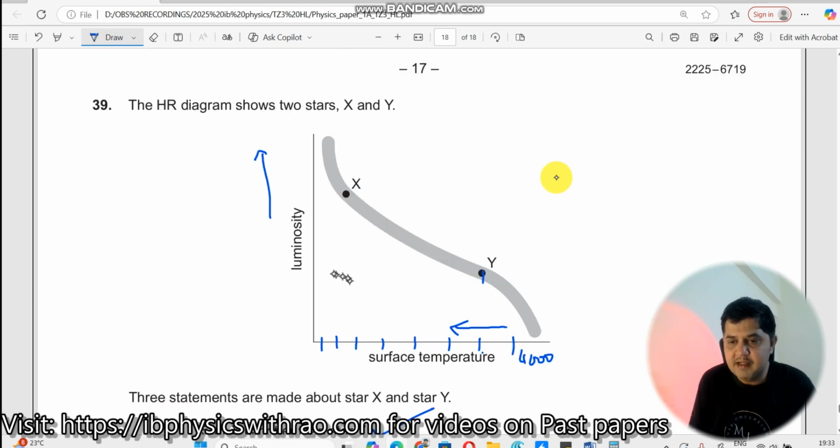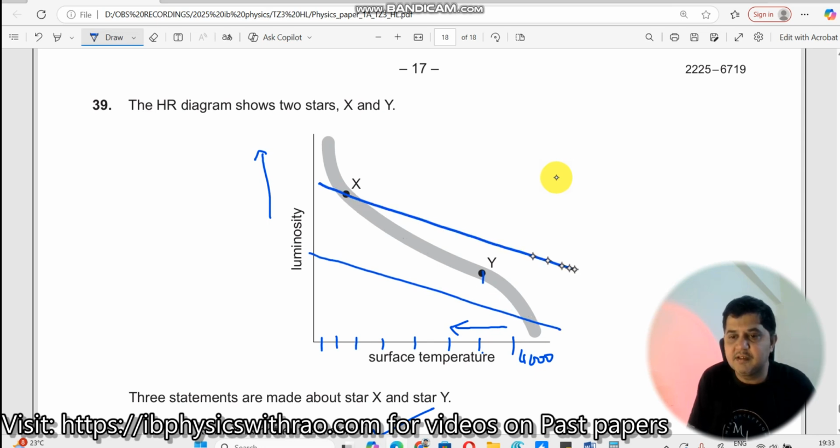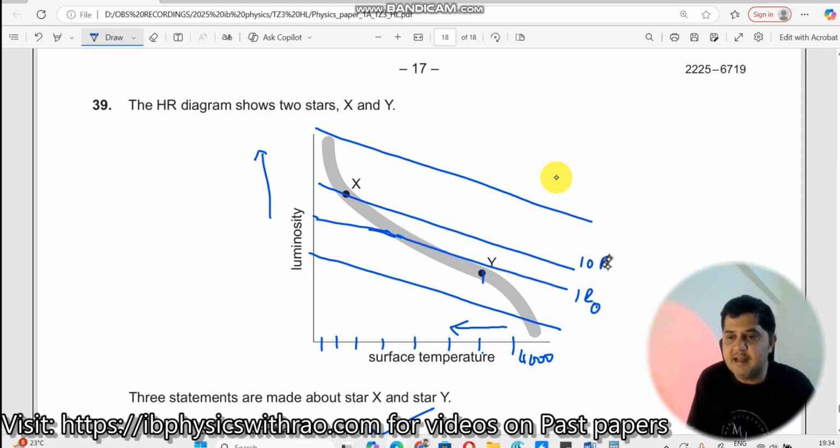If you remember, in your HR diagrams, you would have got some lines like this, and in these lines, they would be written something like here. For example, this would be the sun over here. This sun would be 1 times R0. This would be 10 times R0. This would be 100 times R0. And this could be 0.1 times R0 and so on.